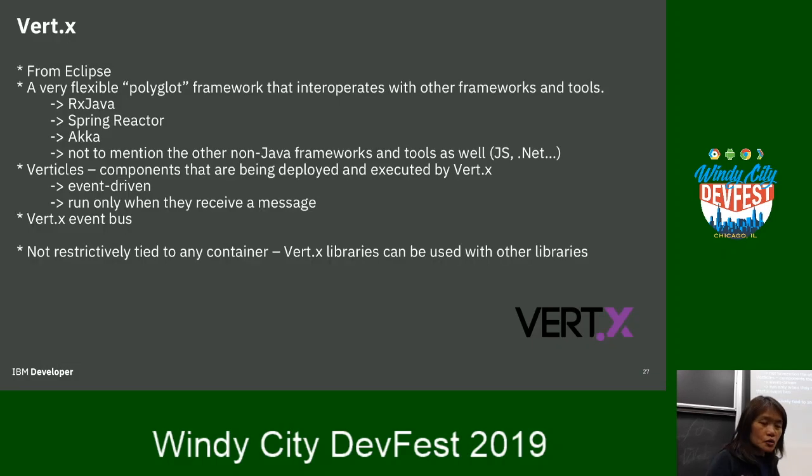And then just the last tool I want to mention is Vert.x, and that comes from Eclipse. It's a relatively newer framework too, and it's a really flexible, polyglot framework. So basically, they're just libraries, and it interoperates with other frameworks too. So you can mix Vert.x with RxJava and Spring Reactor, or Akka, or other frameworks. They don't make use of an actor model, but it's called a verticle. So basically, the components that are deployed and executed by Vert.x are event-driven, and they run only when they receive a message. It has its own event bus as well, and it's a pretty flexible library.